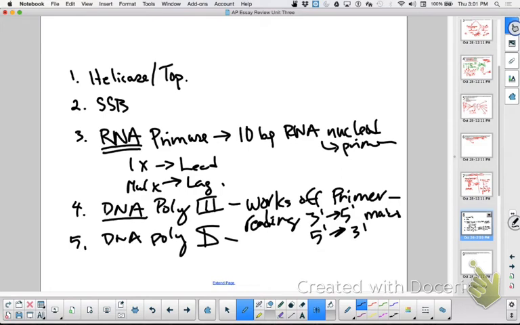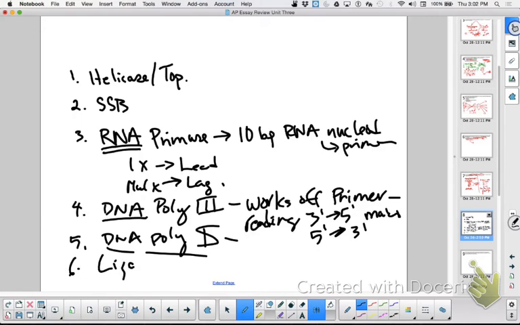Do both polymerases pick off the primer? No. DNA polymerase 3 only works off of the primer. DNA polymerase 1 is the one to save you. He will remove the primer and replace it with the correct nucleotides, and proofread along the way. No RNA here. Okay, and then it'll replace. Who's next?